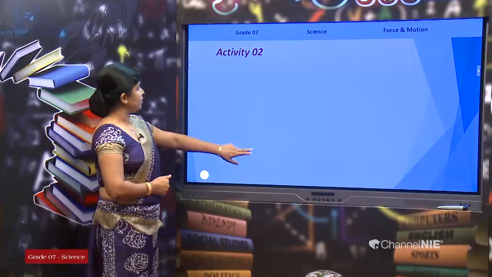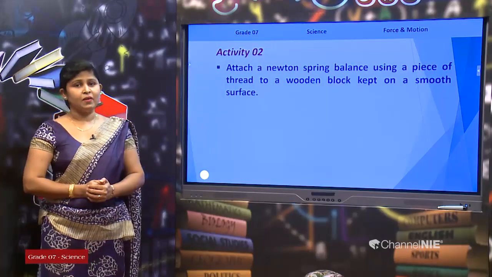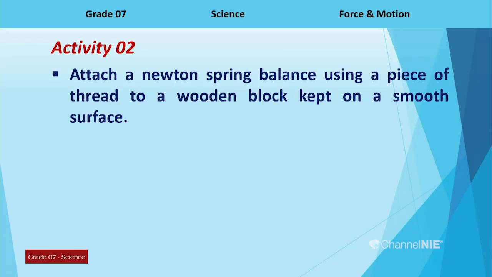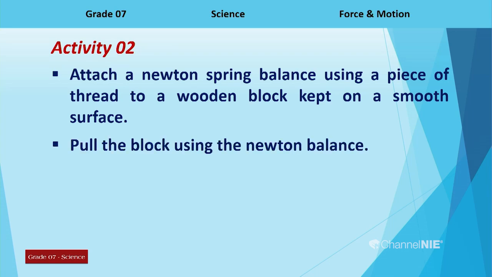Now we are going to move on to the second activity, activity 2. Let us go through the activity first. After that we can do the activity. Attach a Newton spring balance using a piece of thread to a wooden block kept on a smooth surface. That is the first step of the activity. Pull the block using the Newton balance.